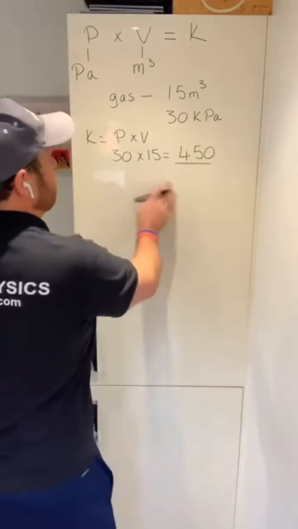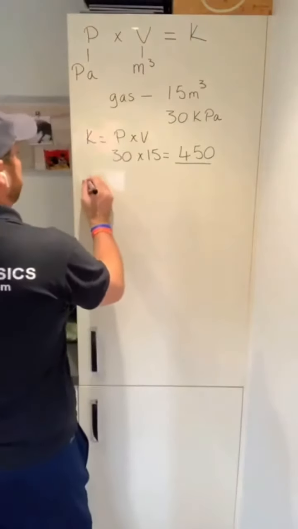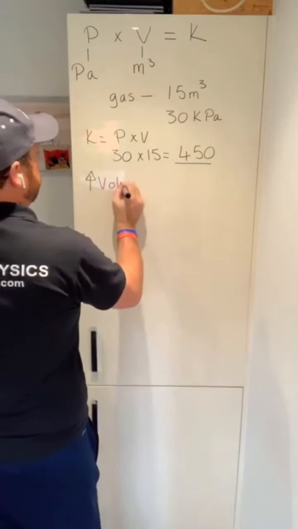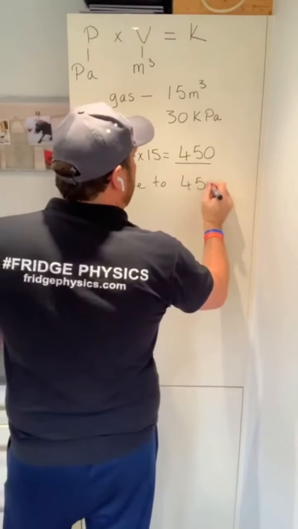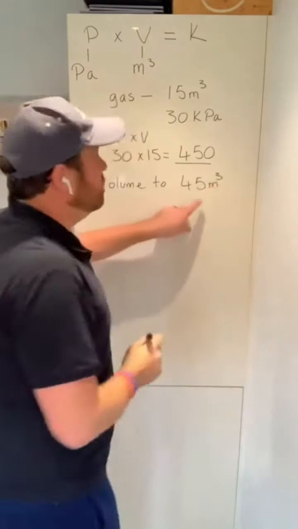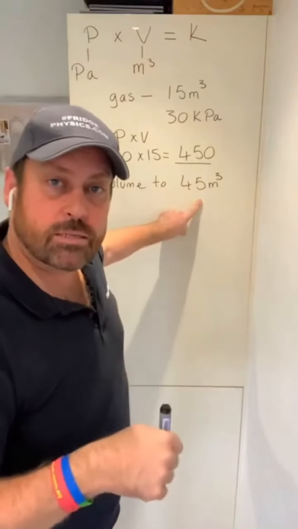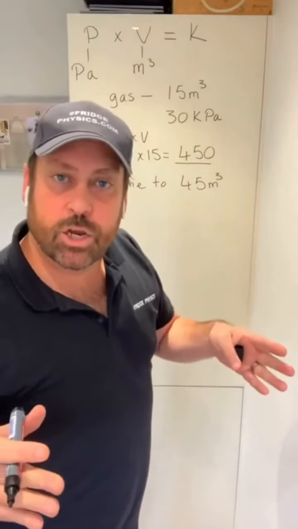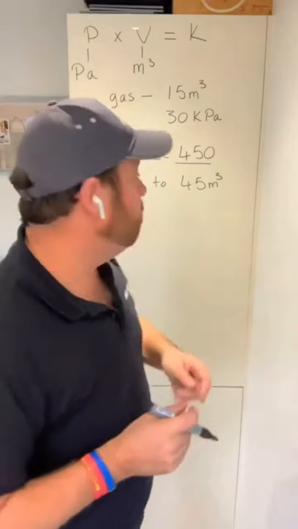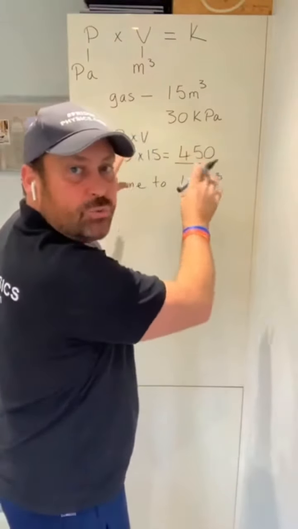So let's get back to our question. I'm proposing that we're going to increase the volume to 45 meters cubed. So theoretically, we are timesing the volume by 3, which means that if the volume increases, the gas pressure goes down. Therefore, we'd expect the gas pressure to go down 3 times. But I'm going to put it in the equation and just show you that it mathematically does work.